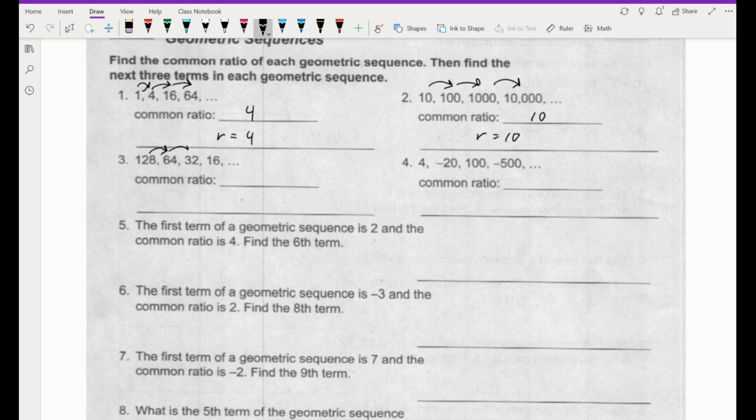Number 3, 128. And it looks like it's getting smaller. What is the common ratio? I'll look at 32 to 16, because 16 is half. So I know the common ratio will be 1/2. These are all geometric sequences, so we don't need to verify.